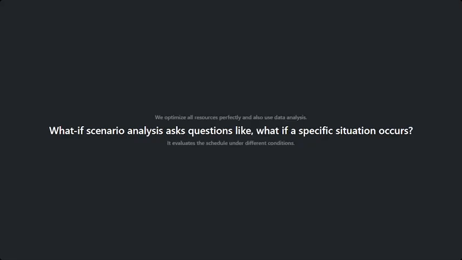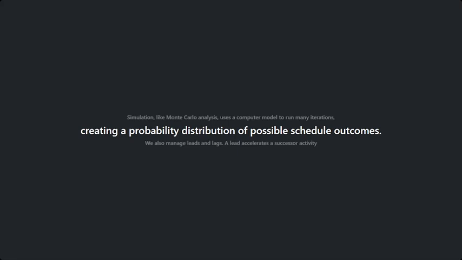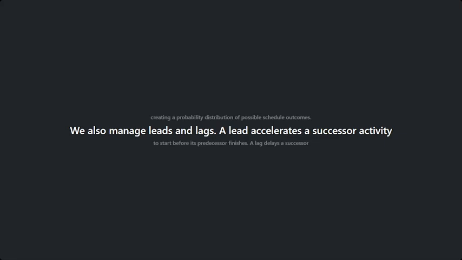What-if scenario analysis asks questions like, what if a specific situation occurs, to evaluate the schedule under different conditions. Simulation, like Monte Carlo analysis, uses a computer model to run many iterations, creating a probability distribution of possible schedule outcomes. We also manage leads and lags.